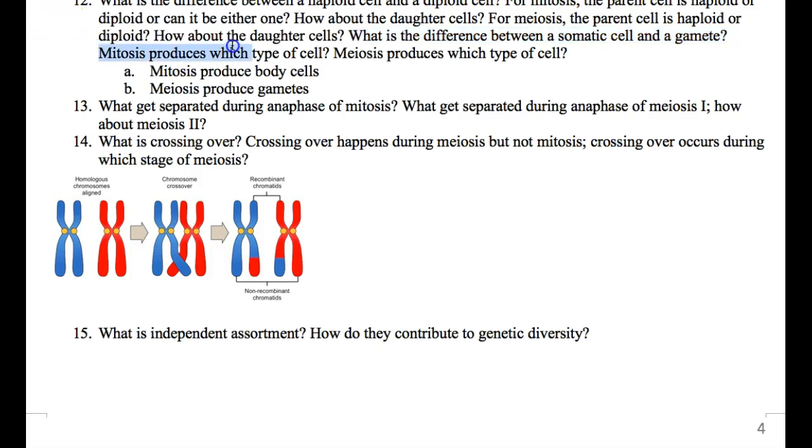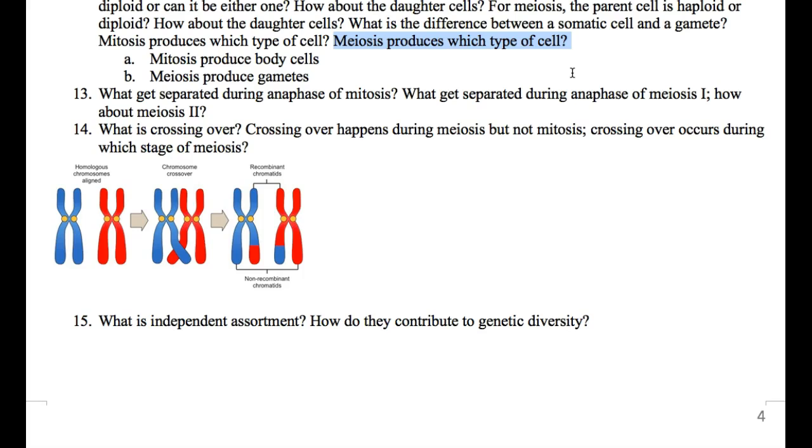Mitosis produces what type of cell? Mitosis produces your body cells, or somatic cells. Meiosis produces what type of cell? That's your gametes, because your gametes are haploid. Meiosis produces haploid cells.